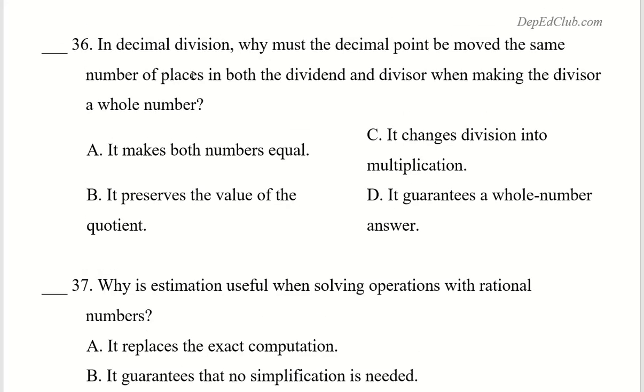36. In decimal division, why must the decimal point be moved the same number of places in both the dividend and divisor when making the divisor a whole number? Because it preserves the value of the quotient. Whatever you do with your divisor, you have to do it also on your dividend so that your given is still the same. Para hindi po mabago yung given value ng ating equation.